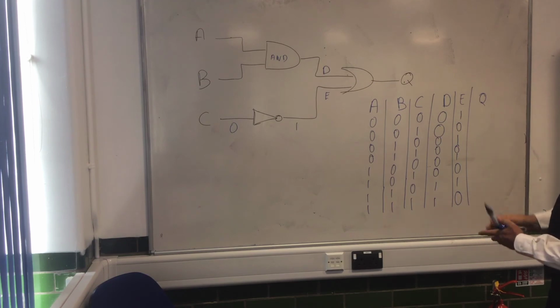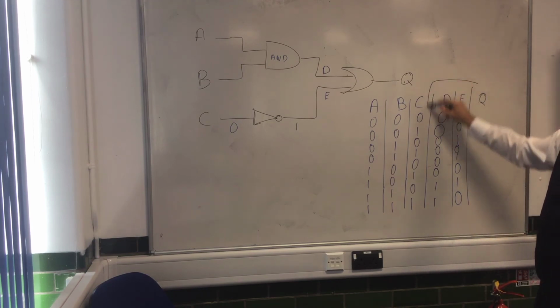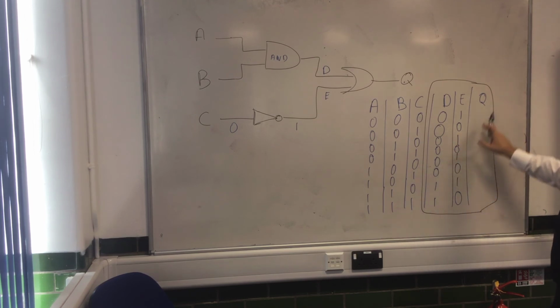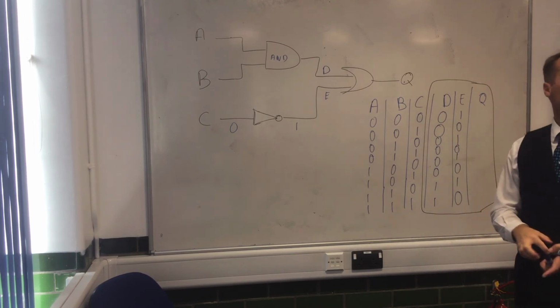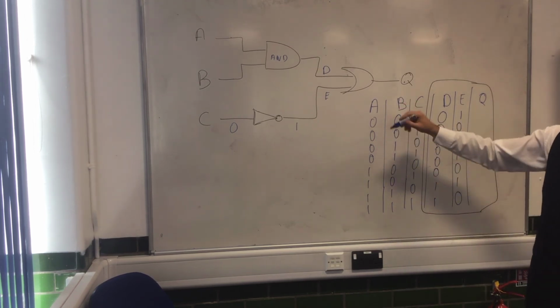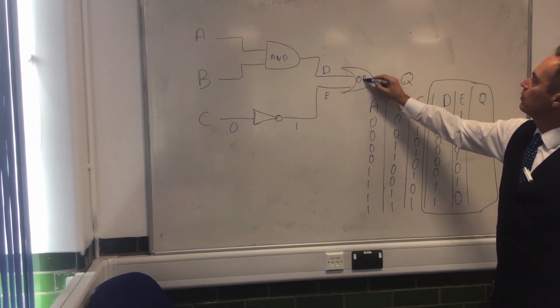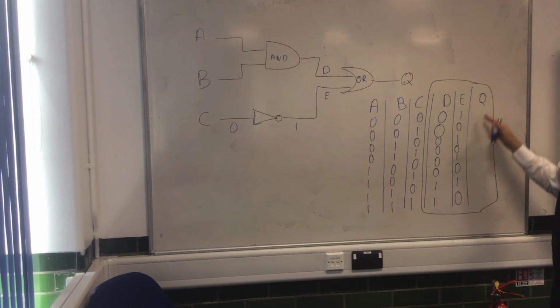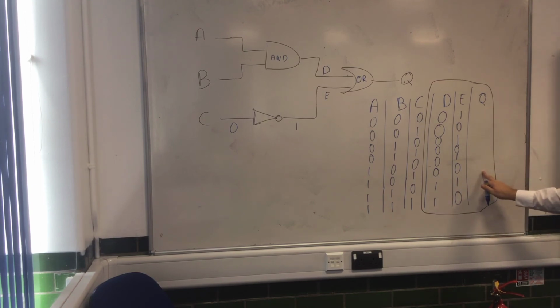All right, to get to Q, I'm only looking now at those 2 columns. So this is only those 2 columns and then Q. What gate is there? What's this one? That's an OR gate. So do I want to look at the 1s or do I want to look at the zeros to facilitate finding the OR operation?